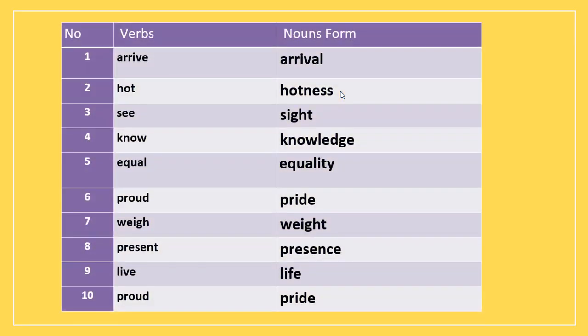Here I have a list of verbs and their noun forms from exercise A. Arrive, its noun form is arrival. Hot, its noun form is hotness. See, its noun form is sight. Know, its noun form is knowledge. Equal, its noun form is equality. Proud, its noun form is pride. Weigh, its noun form is weight. Present, its noun form is presence. Life, its noun form is life. Proud, its noun form is pride. In examples 6 and 10, pride has been repeated.